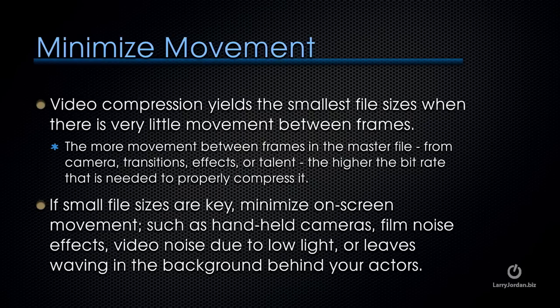I mentioned that we want to minimize movement. Video compression yields the smallest file sizes when there's very little movement between frames. The more movement between frames in the master file, from cameras, transitions, effects, or talent, the higher the bit rate that's needed to properly compress it. If small file sizes are key, you want to minimize on-screen movement, such as handheld cameras, film noise effects, video noise due to low light, or leaves waving in the background behind your actors.